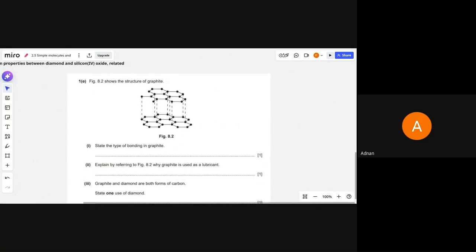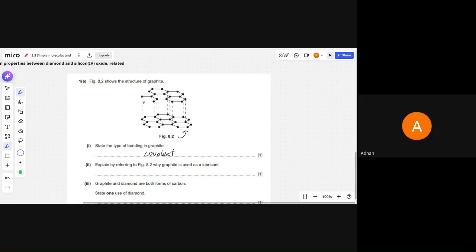Okay, so now the first question says: state the type of bonding in graphite. This is an easy question from paper 3, I believe. So this is covalent bonding. We write covalent here and you get 1 mark. Next: explain, by referring to figure 8.2, why graphite is used as a lubricant.